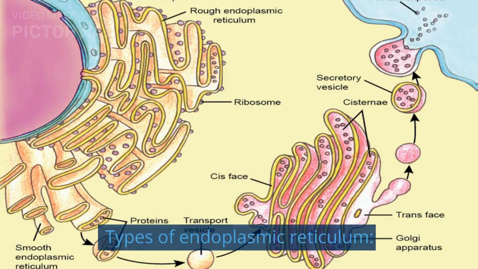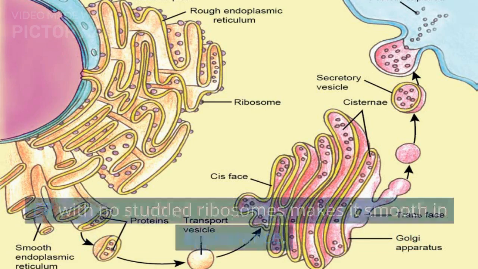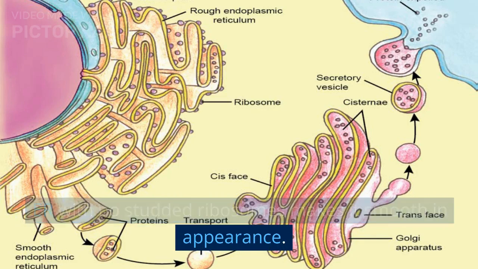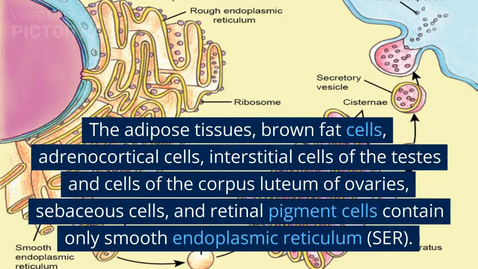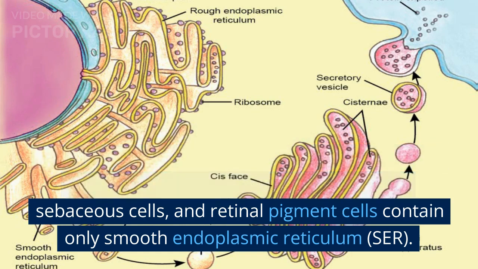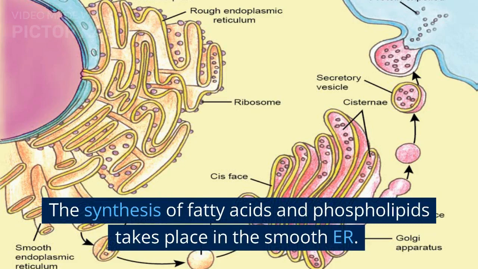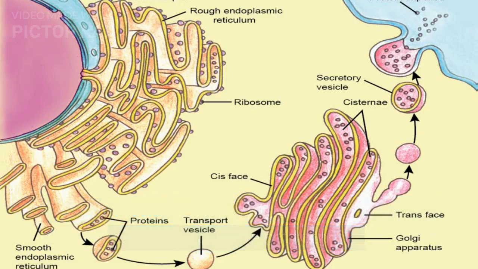Types of endoplasmic reticulum. Agranular or smooth endoplasmic reticulum. ER with no studded ribosomes makes it smooth in appearance. The adipose tissues, brown fat cells, adrenocortical cells, interstitial cells of the testes and cells of the corpus luteum of ovaries, sebaceous cells, and retinal pigment cells contain only smooth endoplasmic reticulum, SER. The synthesis of fatty acids and phospholipids takes place in the smooth ER. It is abundant in hepatocytes.